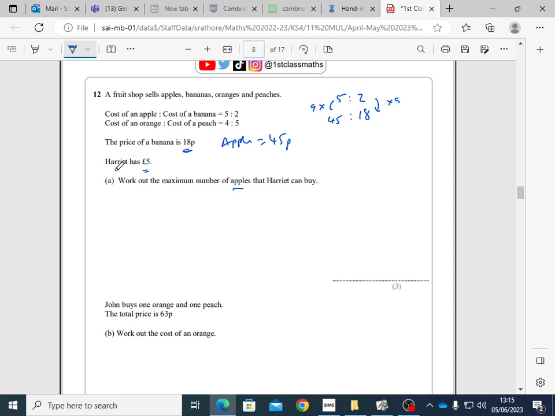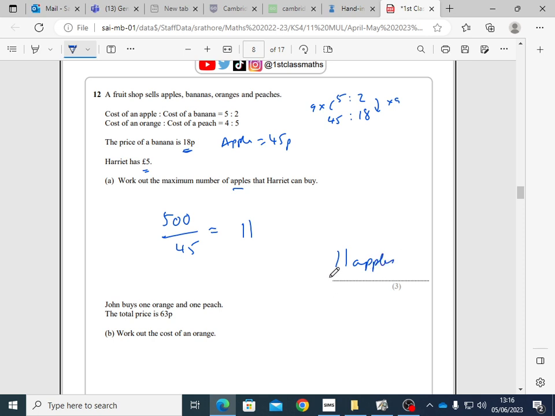Talk about this question. Harriet has £5. Work out the maximum number of apples Harriet can buy. So how are we going to do this? We've got 500 pennies divided by 45. Can you just do that on your calculator? 500 divided by 45. I'm going to get 11 something. Right, but you can't go over 11. Do you understand me? So 11.1, whatever you got, that's the maximum: 11 apples.